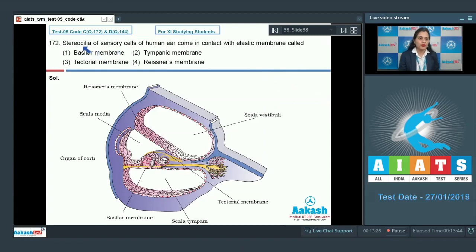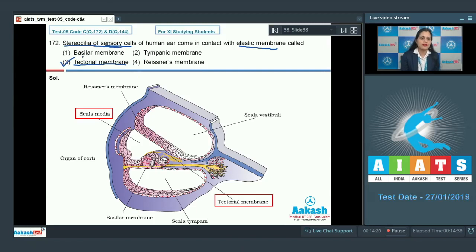Question number 172. Stereocilia of sensory cells of human ear come in contact with the elastic membrane called, and the options are basilar membrane, tympanic membrane, tectorial membrane and Reissner's membrane. And the correct answer to this question is option number 3, tectorial membrane. This membrane is an elastic membrane which is in contact with stereocilia of sensory cells. As you can see here in this diagrammatic representation, this tectorial membrane, which is present in scala media, is a membrane which is pressed against stereocilia of sensory hairs.